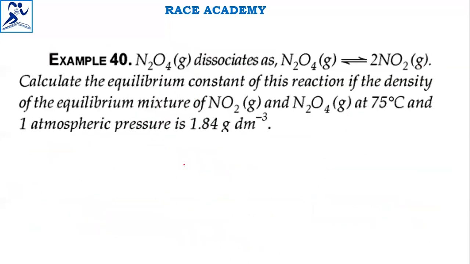Let us move to the next question. N2O4 dissociates as N2O4 in equilibrium with 2NO2. Calculate the equilibrium constant of this reaction if the density of the equilibrium mixture of NO2 and N2O4 at 75 degrees Celsius and 1 atmosphere pressure is 1.84 grams per decimeter cube.